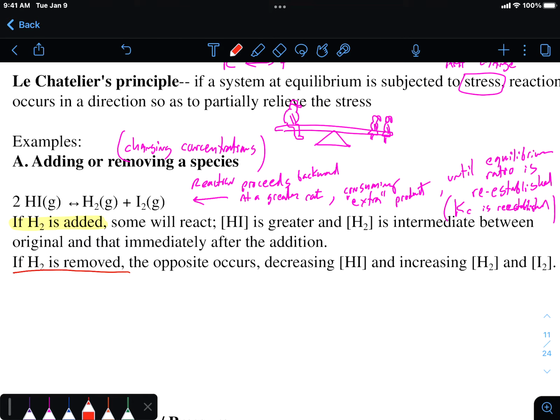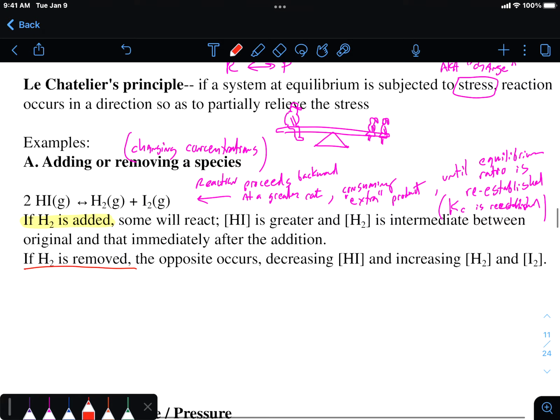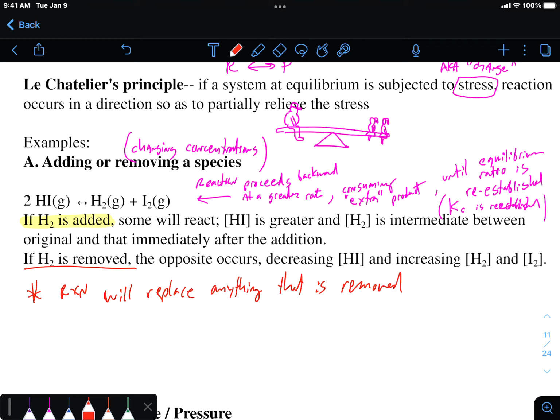If hydrogen is removed, the opposite occurs, right? And this is an important point: a reaction will replace anything that is removed. If we are removing hydrogen, hydrogen is a product, that's going to prompt the system to move forward to make more hydrogen, because in order for equilibrium to exist, there must be hydrogen. So it's going to shift forward. The result of this shifting forward will increase iodine, but it will decrease HI.